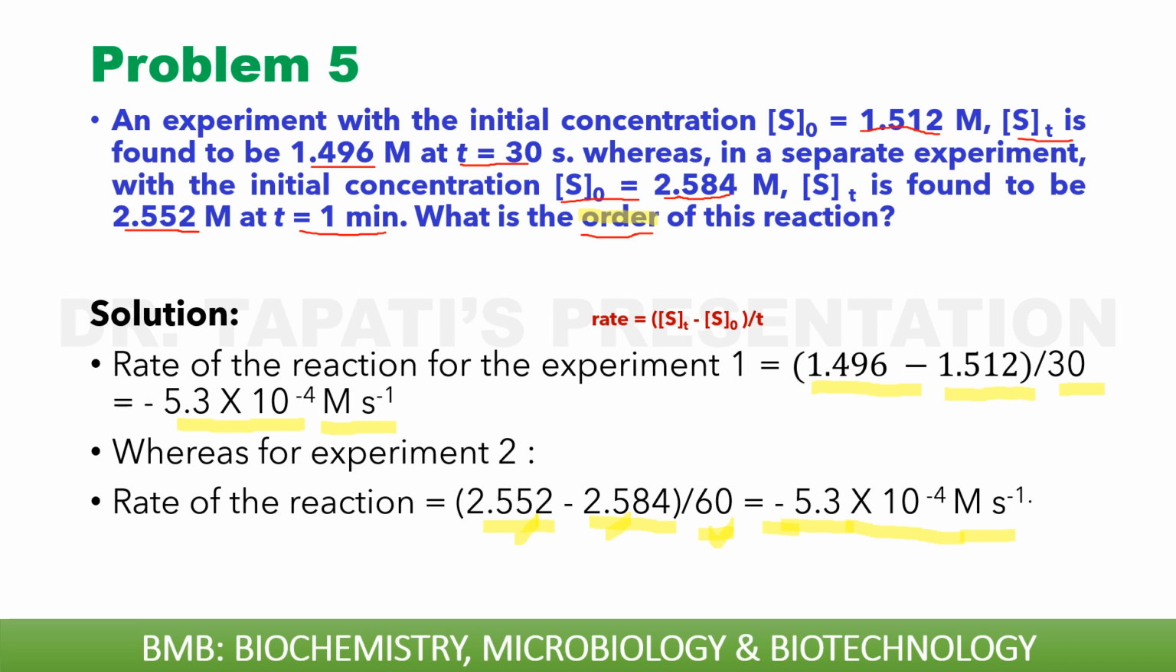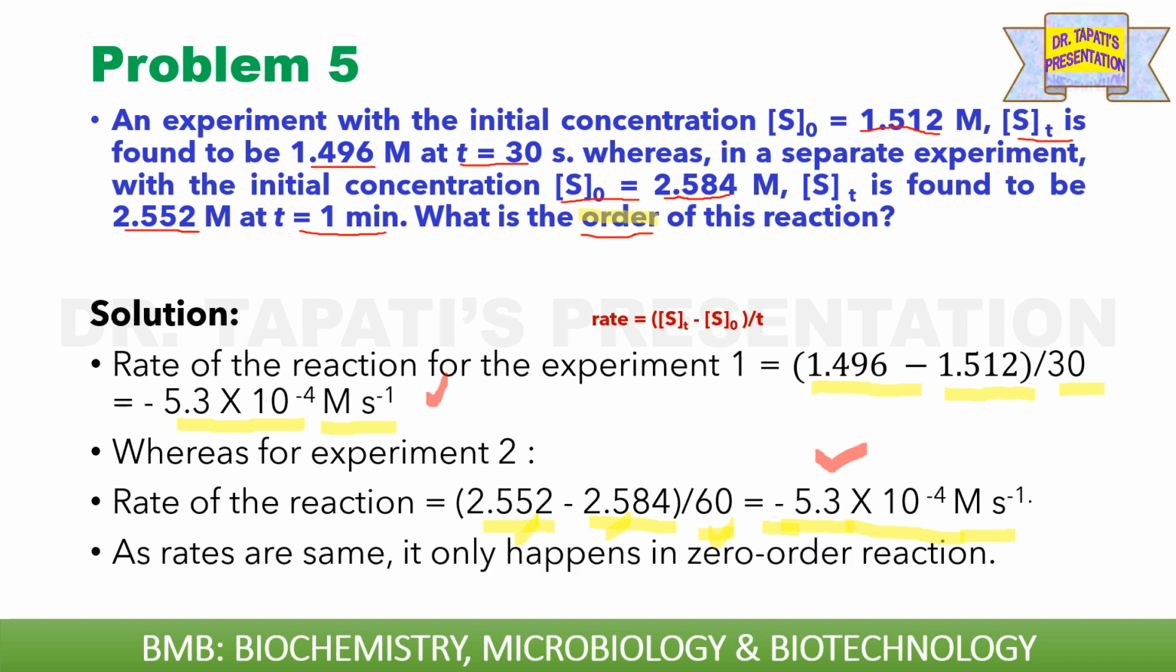If you compare these two values, for experiment 1 this is minus 5.3 into 10 to the power minus 4, and for experiment 2 the rate of the reaction is also minus 5.3 into 10 to the power minus 4. So as the rates are the same, this only happens in a zero order reaction. I already told you that the rate of a zero order reaction is constant.